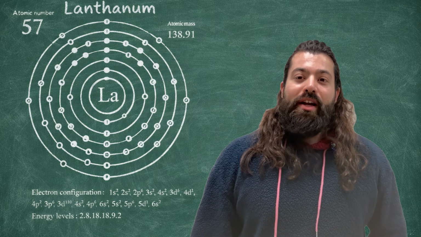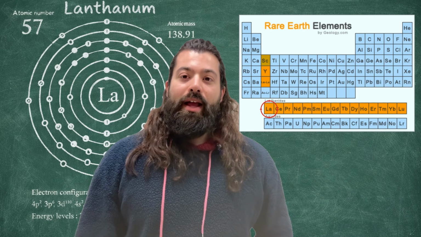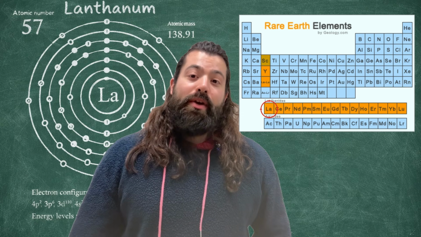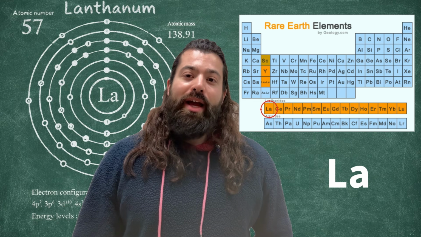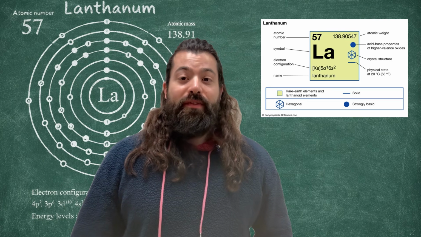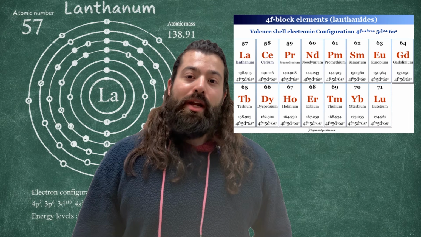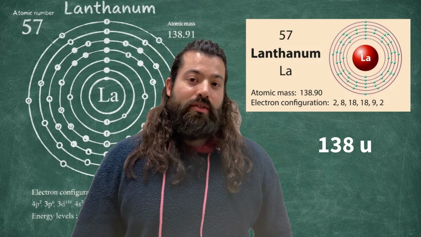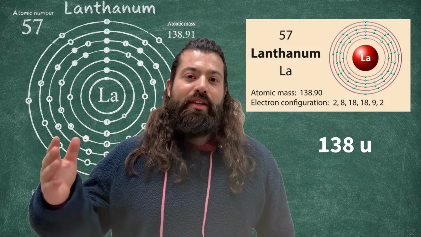The first rare earth element that we will discuss in more detail is lanthanum. Lanthanum is the first element of the lanthanides, and in the periodic table we can find it here. It is symbolized by the letters La, and its atomic number is 57. Lanthanum marks the beginning of the elements that start filling the 4f orbital, as we saw in the third episode. The atomic mass of lanthanum is 138 U.